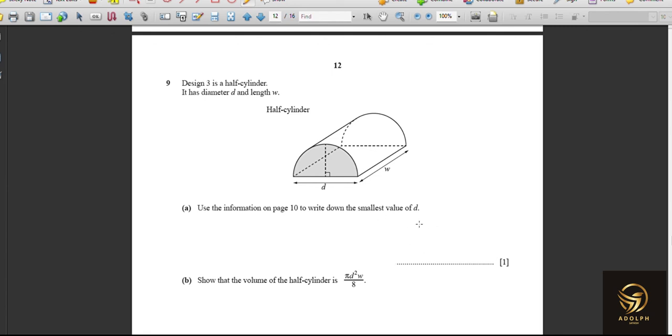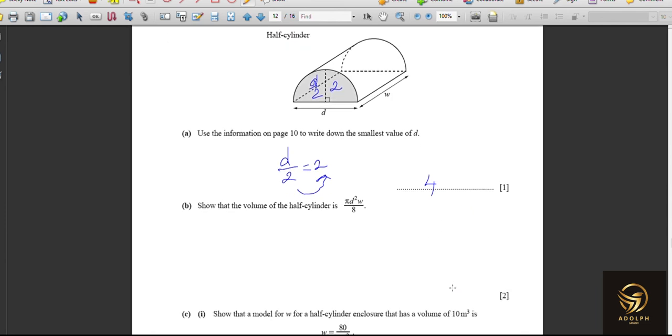They did not give any length or breadth, but they gave the height must be minimum 2. So what is this height? It is d by 2. So d by 2 must be minimum 2, because d by 2 is nothing but the radius. So this d must be 4, that is the minimum value, because 2 into 2 is 4.